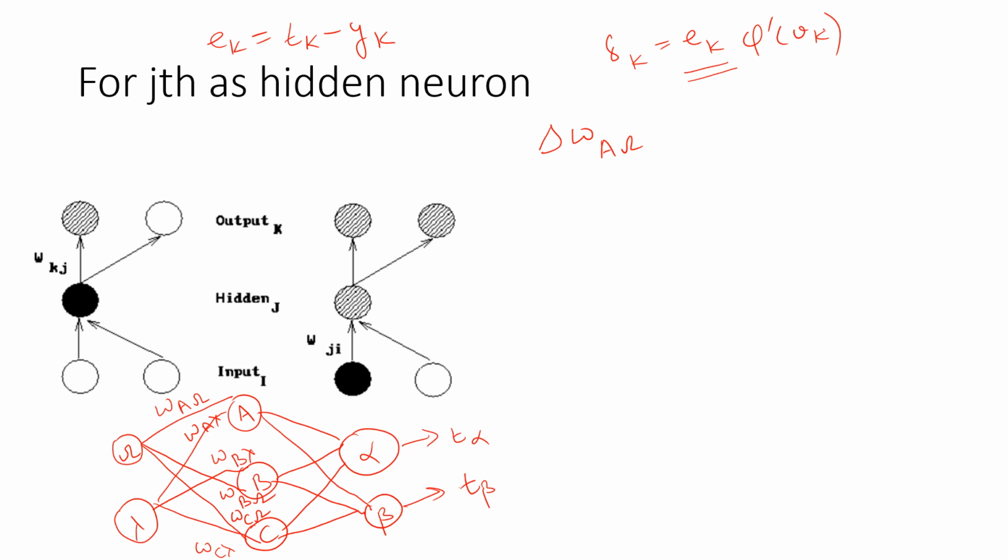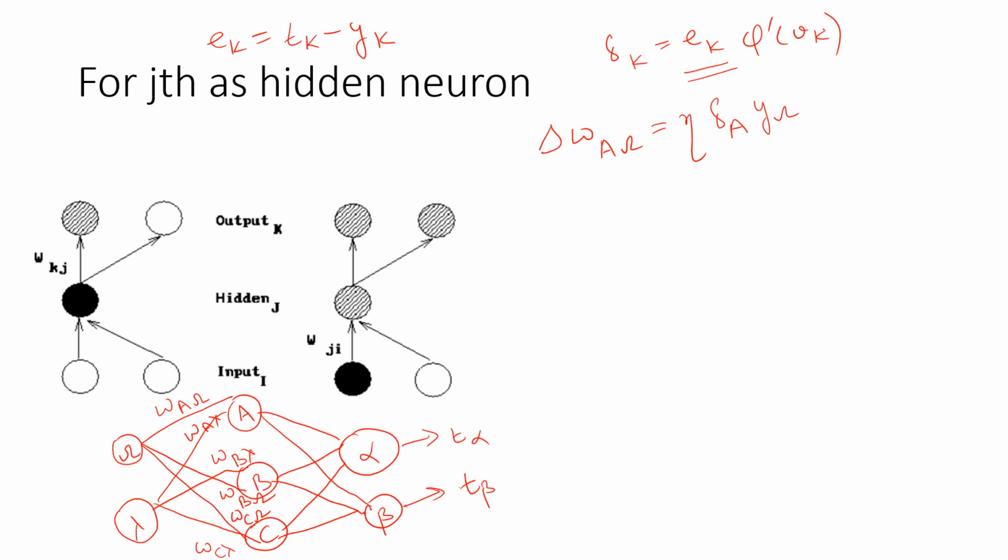So the challenge is how we are going to define it. My weight change formula was the learning rate into the local gradient, and what we require is the local gradient of A, into the input, which is the output of the omega neuron.